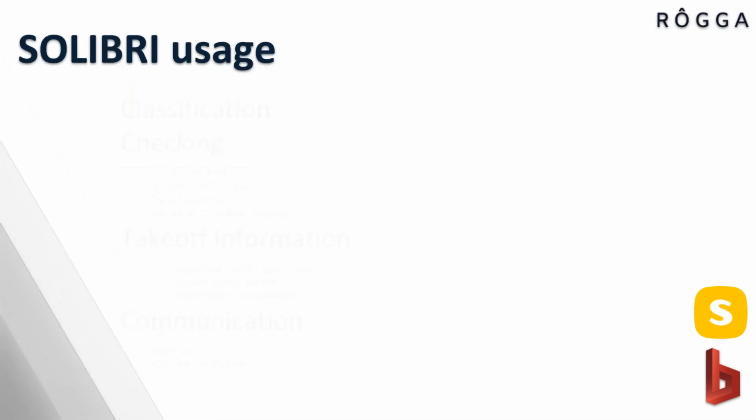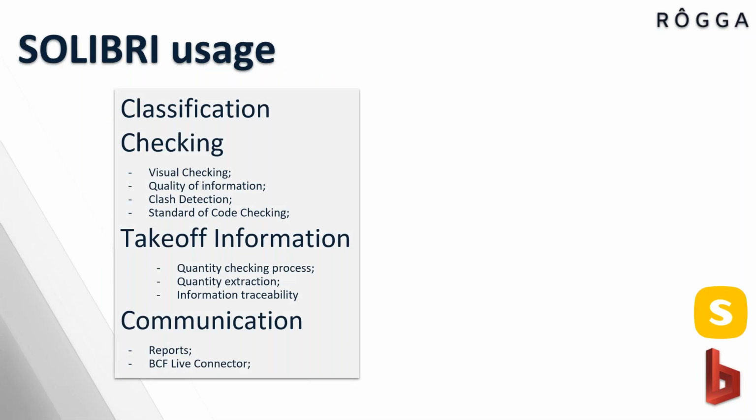So how? We have four main uses here for Solibri. The first one is classification. Classification is the basis of the uses of Solibri in our company. The second is check and process. So we use Solibri for checking. We have four derivations for the check and process here.